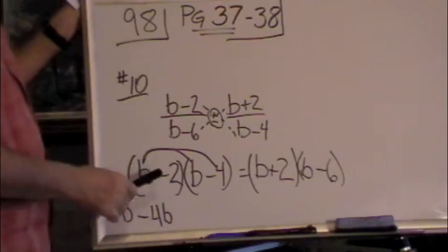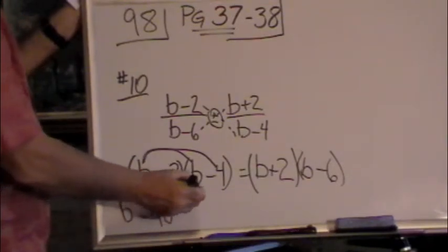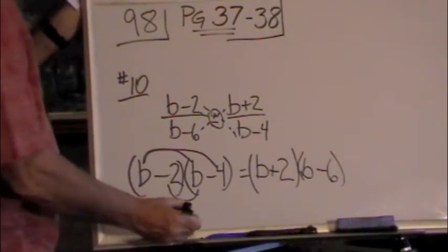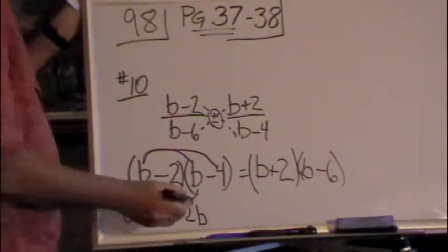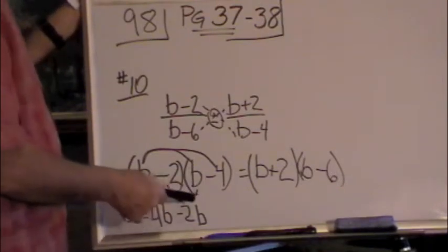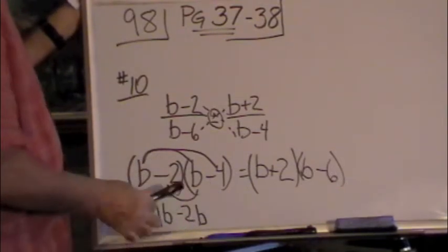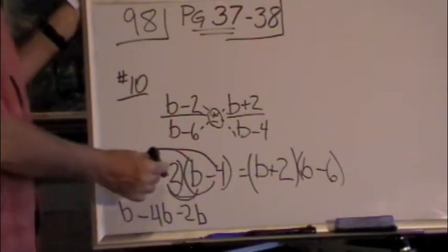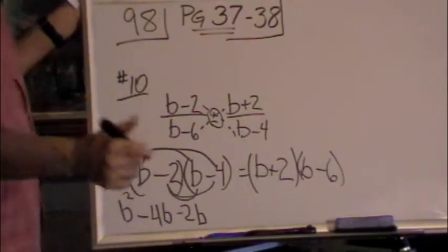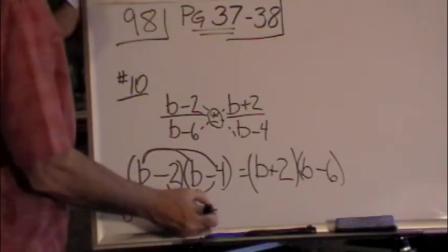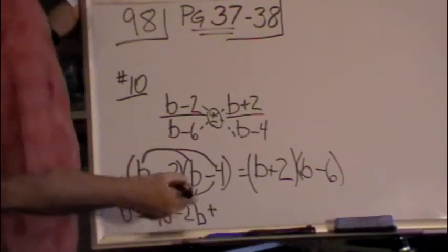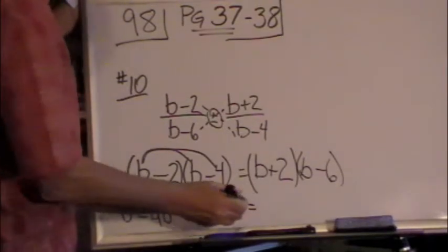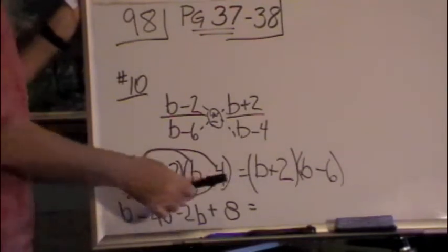Now, you've got to do these pieces. Negative 2 times B is what? Negative 2B. What is negative 2 times the negative 4? Negative times negative is positive. Plus 8. Got that? All of that is equal over here.